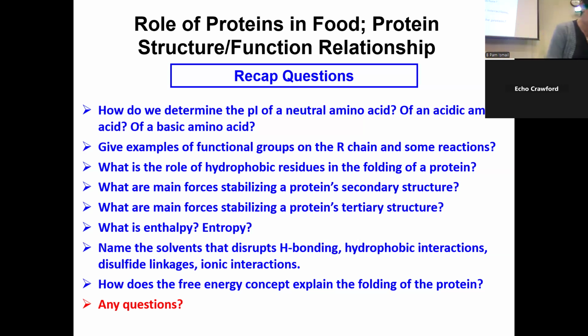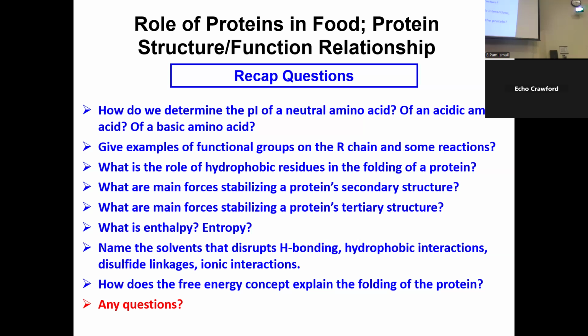Okay. All right, so let's give examples of functional groups in the R chain and some reactions they could be involved in. Sulfhydryl group and disulfide. Very good. What else can you think of or remember? The aromatic groups, what kind of interaction might they have? Hydrophobic interactions, they also absorb light.